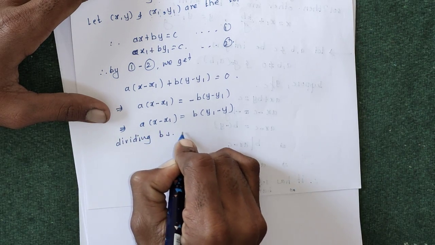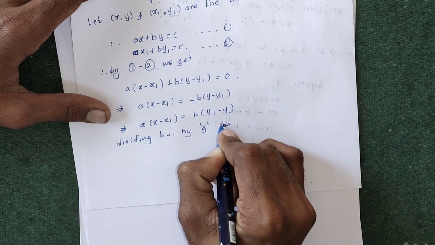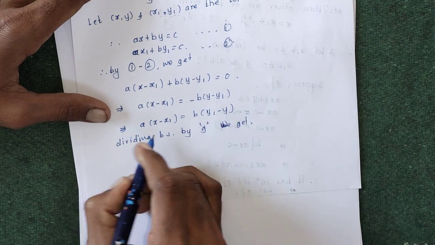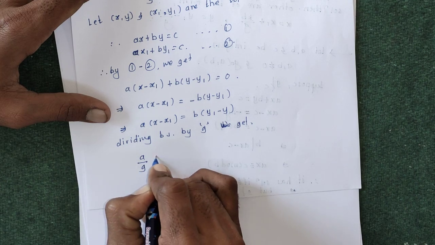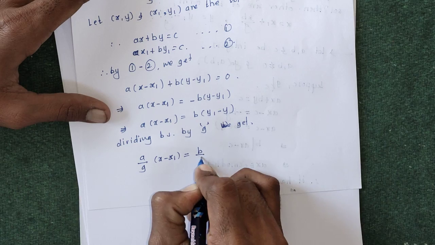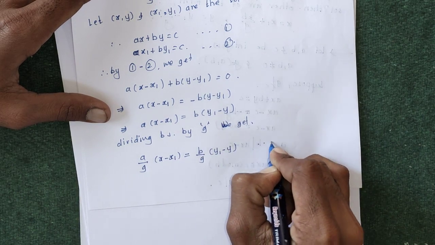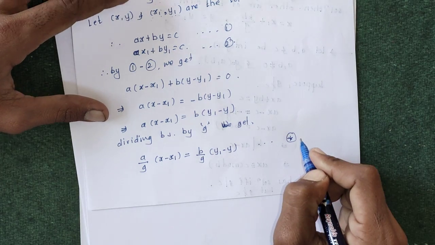dividing both sides by g, we get a upon g times x minus x1 is equal to b upon g times y1 minus y. This is, suppose, equation number star.